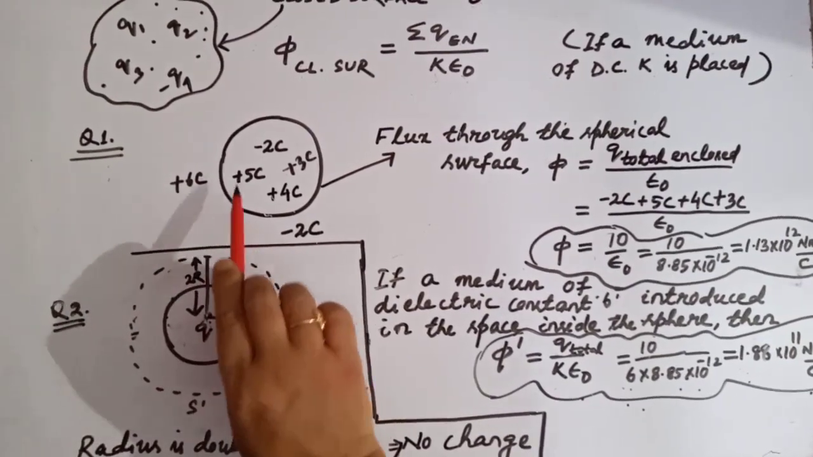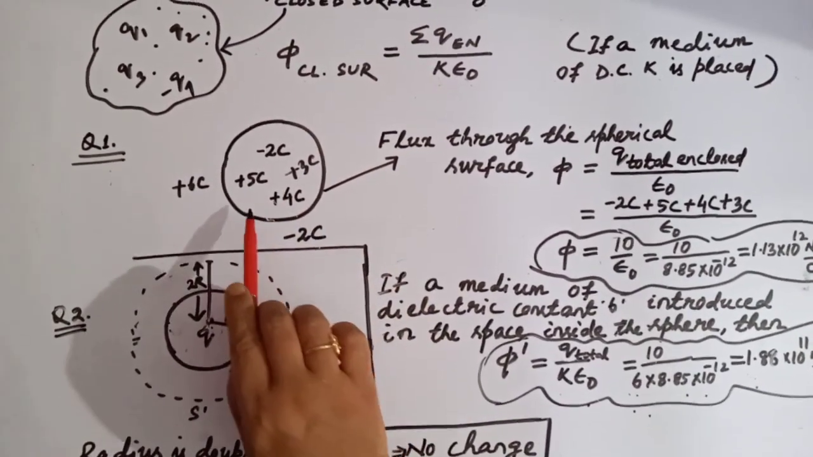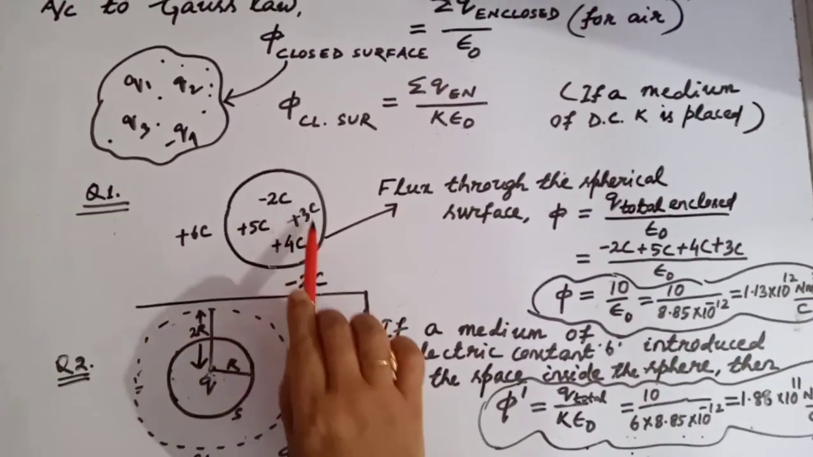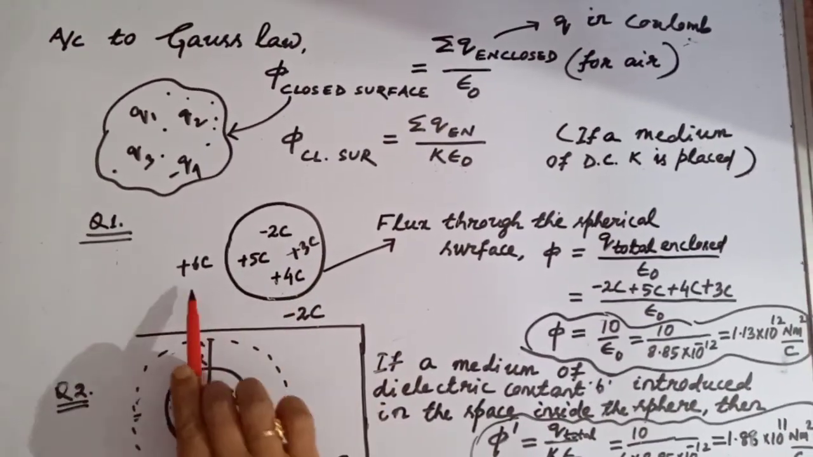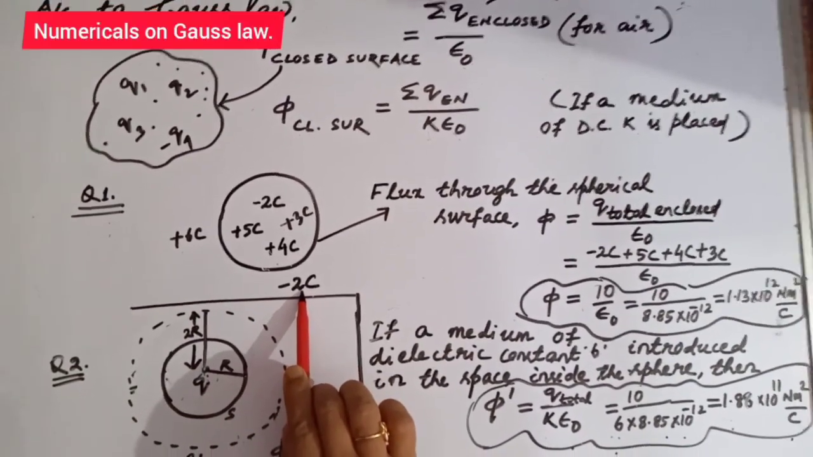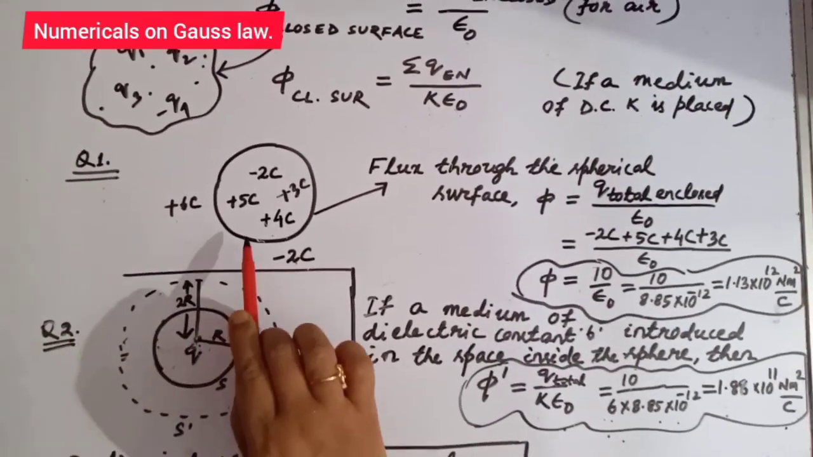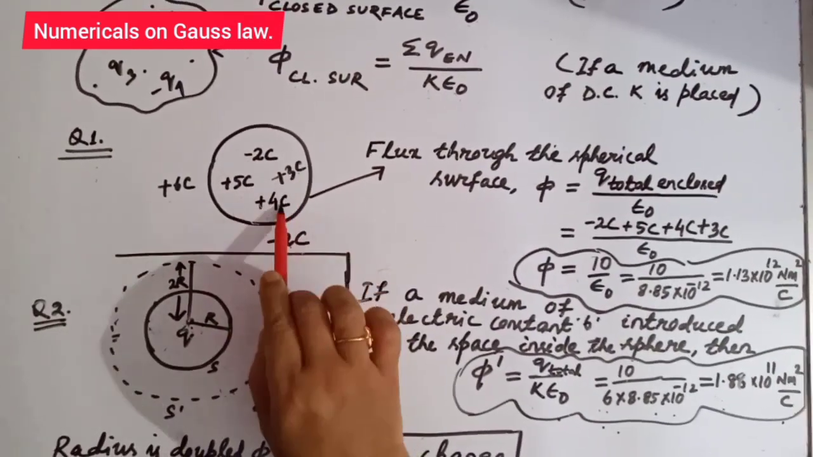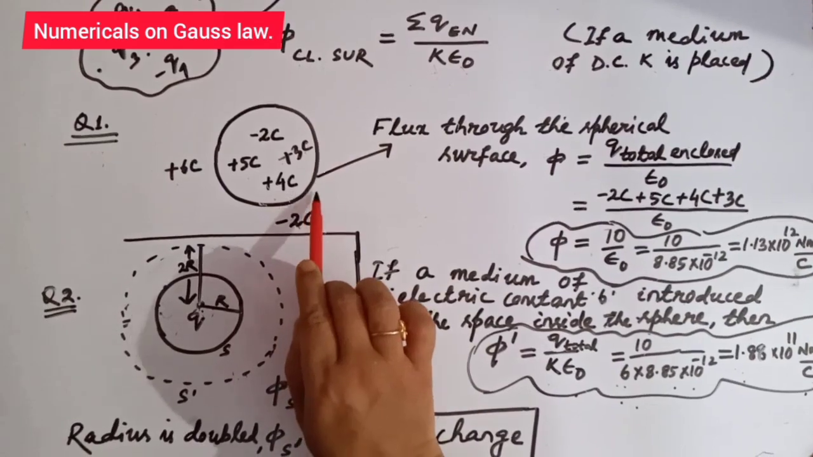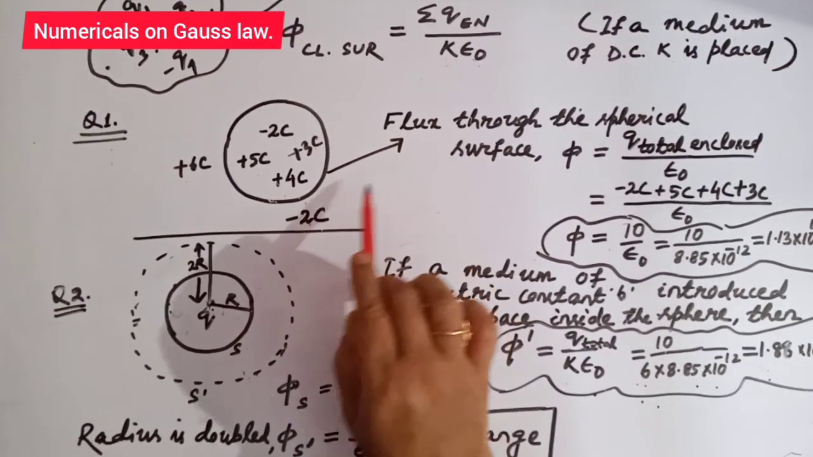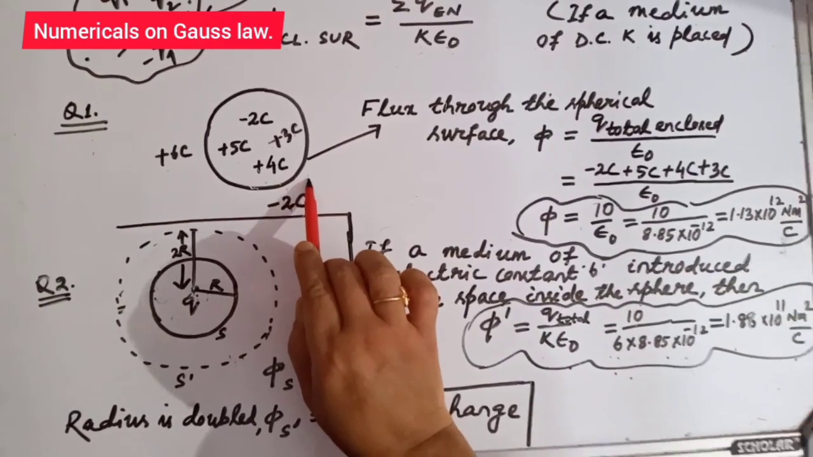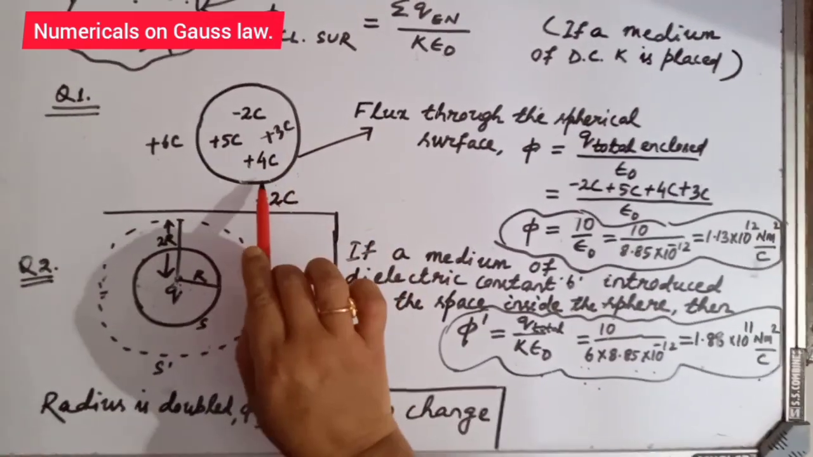Here is a spherical surface and 6 charges are there. 4 charges are inside the spherical surface and these 2 charges are outside the spherical surface. That means these 4 charges are enclosed by the closed surface. The question is, find the flux passing through the spherical surface if air is there.